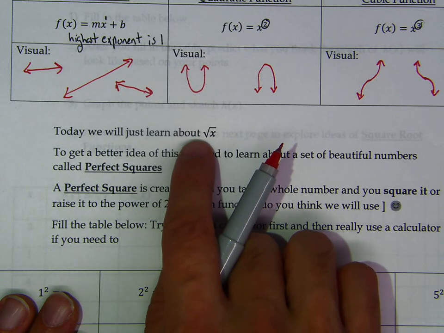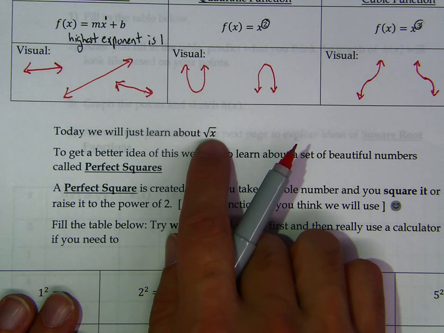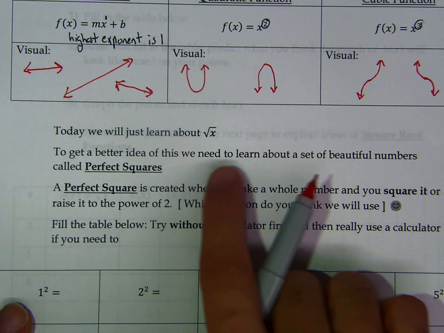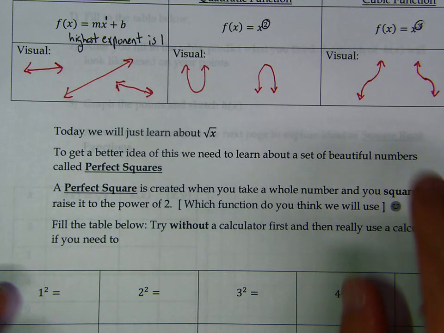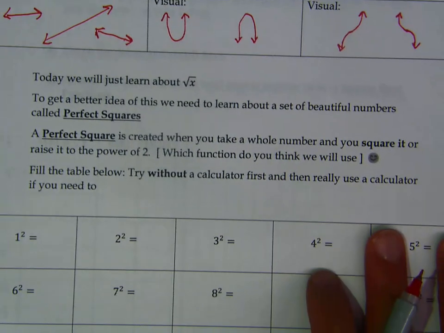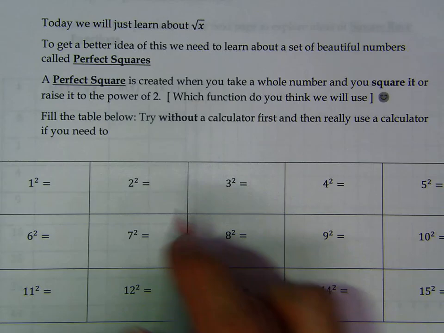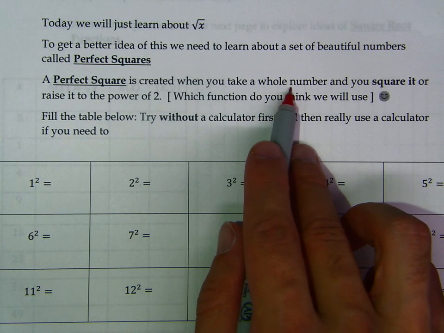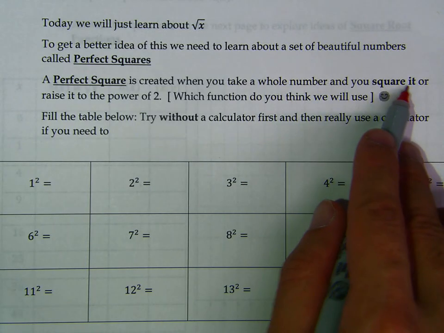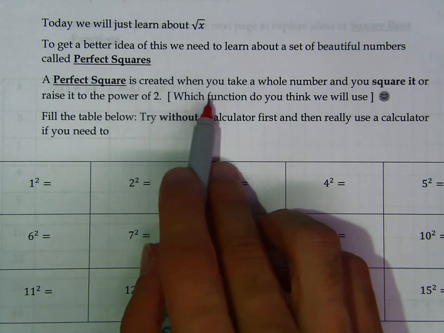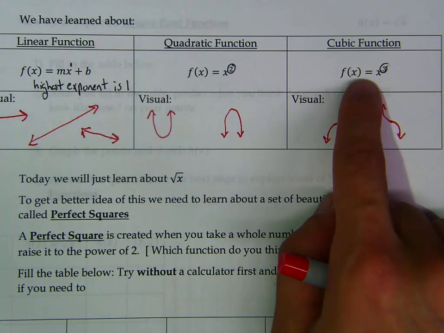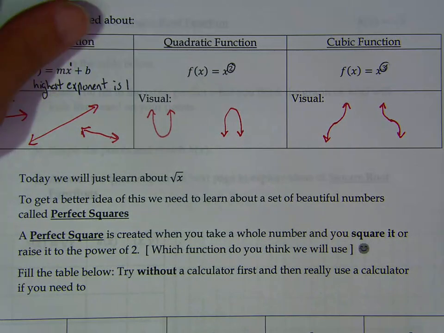Today, we're just going to learn about square root of x, right? That's how you read it, square root of x. So to get a better idea of this, we need to learn about a set of beautiful types of numbers. And what are we going to call these beautiful numbers? They're called perfect squares, right? A perfect square is created when you take a whole number and you square it, or you raise it to the power of 2. Hint, hint, wink, wink, which one of these do you think we will use, right? When you raise it to the power of 2, we're using a quadratic function, right?